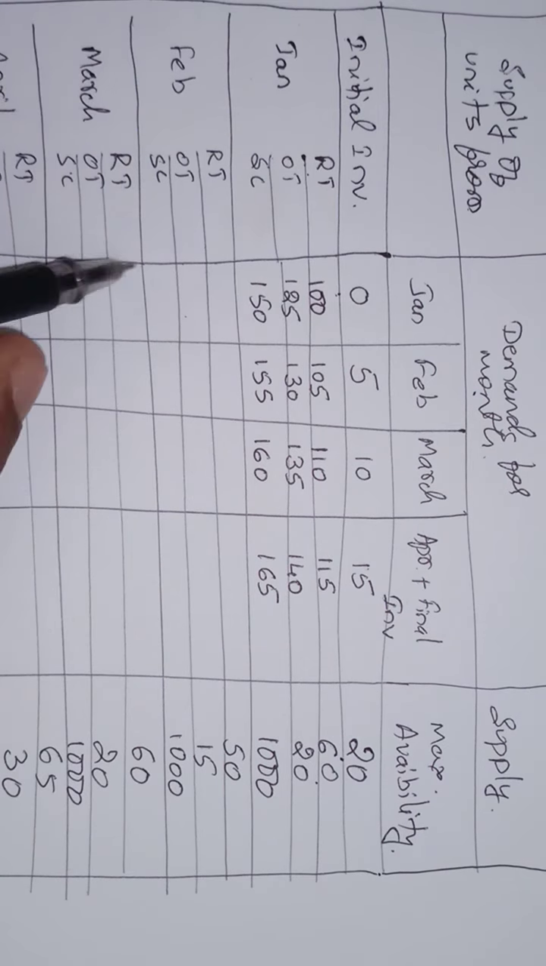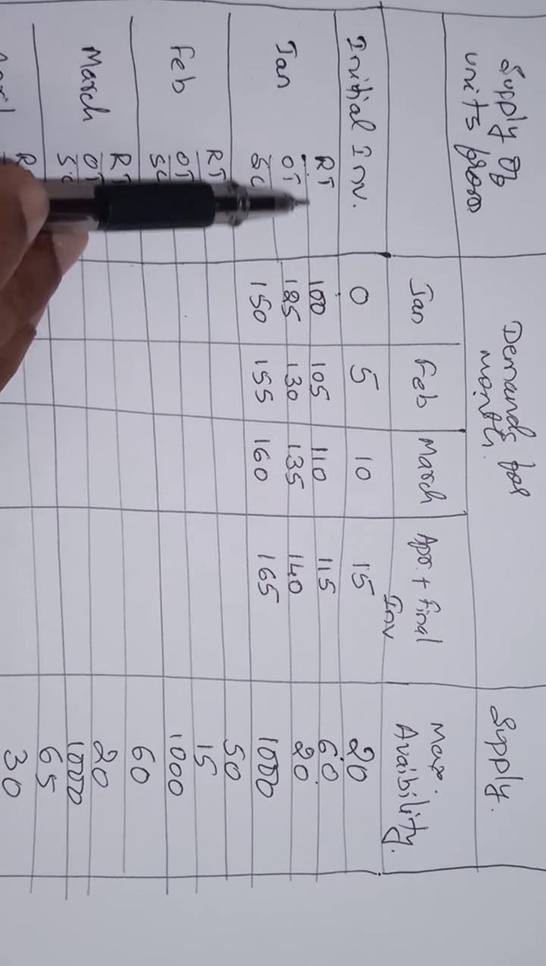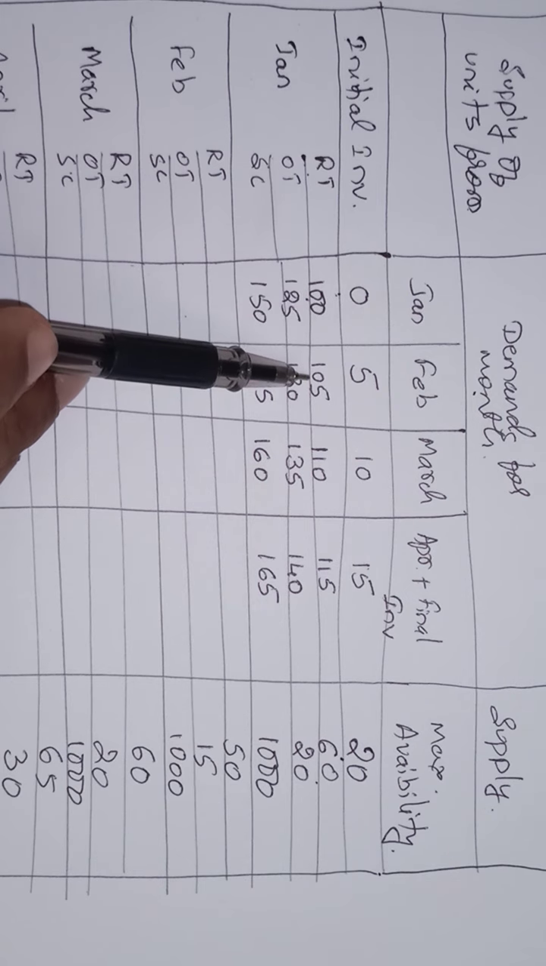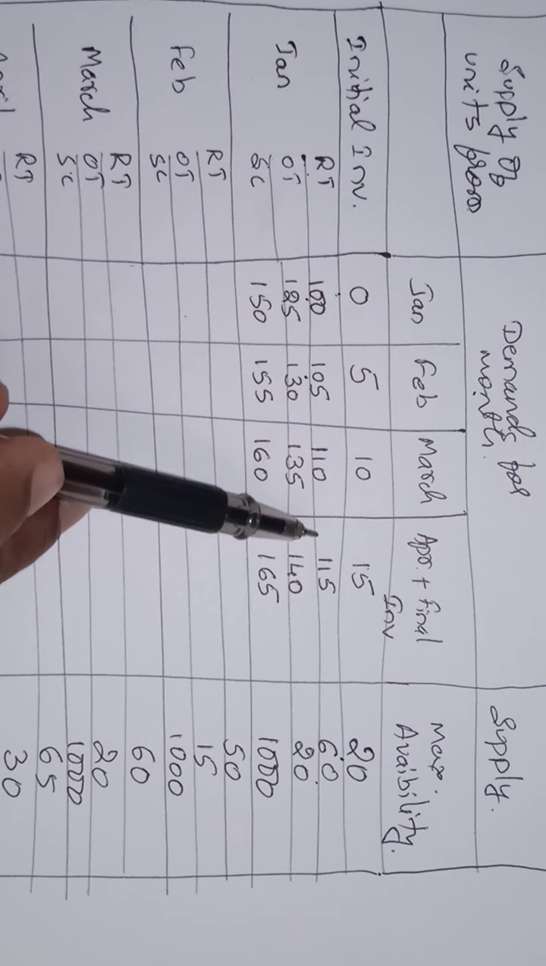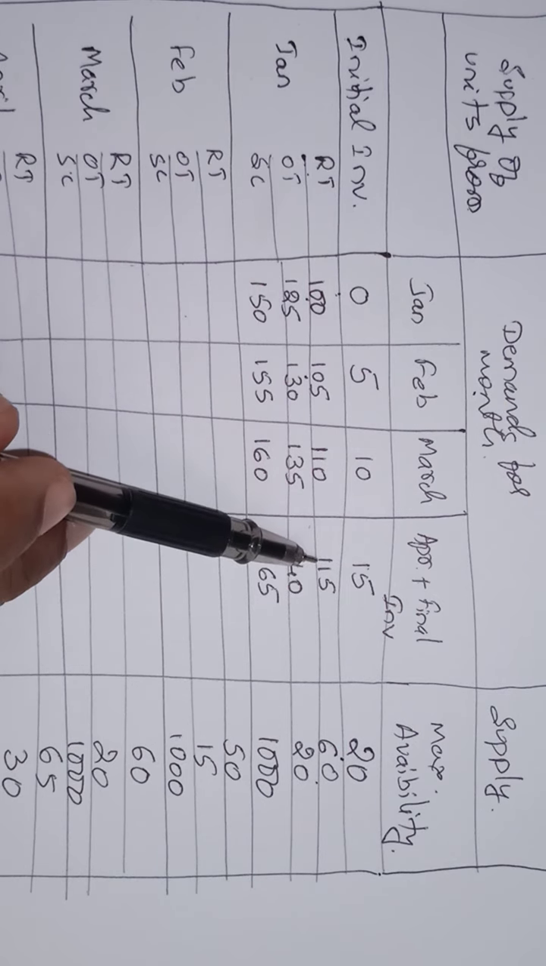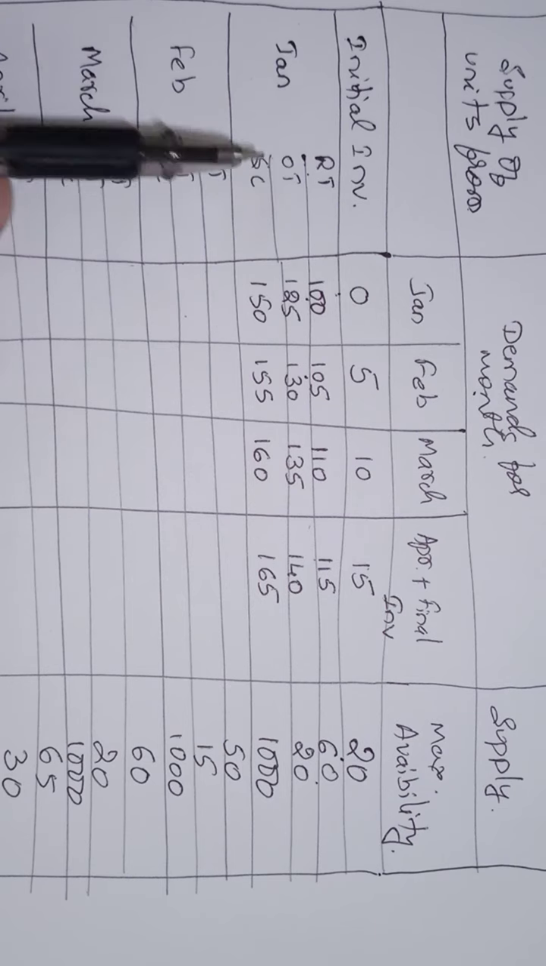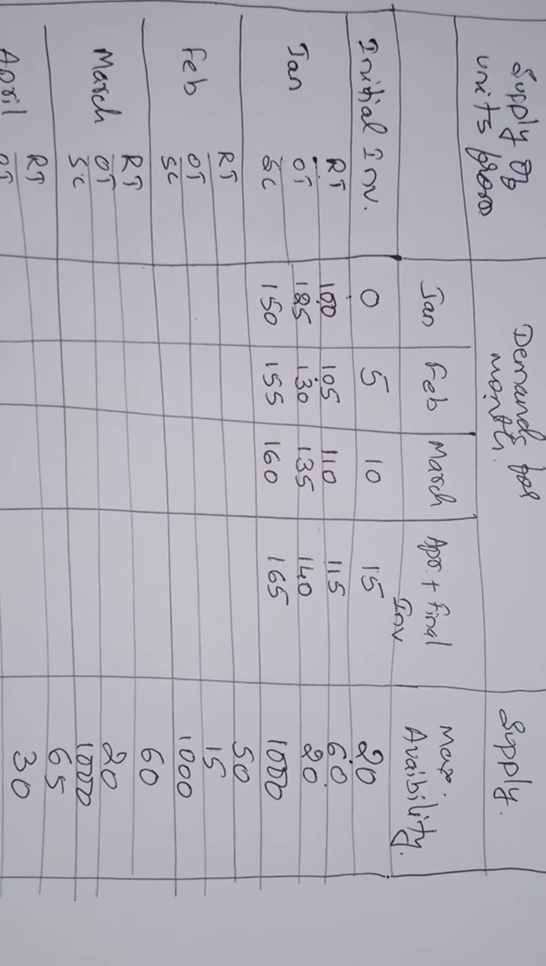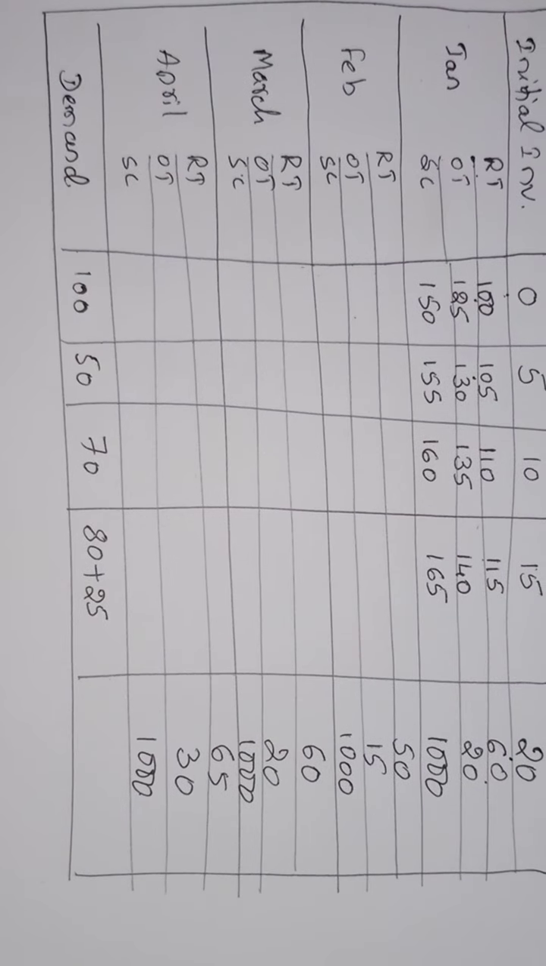In January month, from the regular time they have given that the cost per unit will be 100. If we carry forward to the next month, it has to be 105, 110, 115. So like that for RT, OT, SC you have to write it in the matrix. Same procedure you have to follow for the other 3 months.